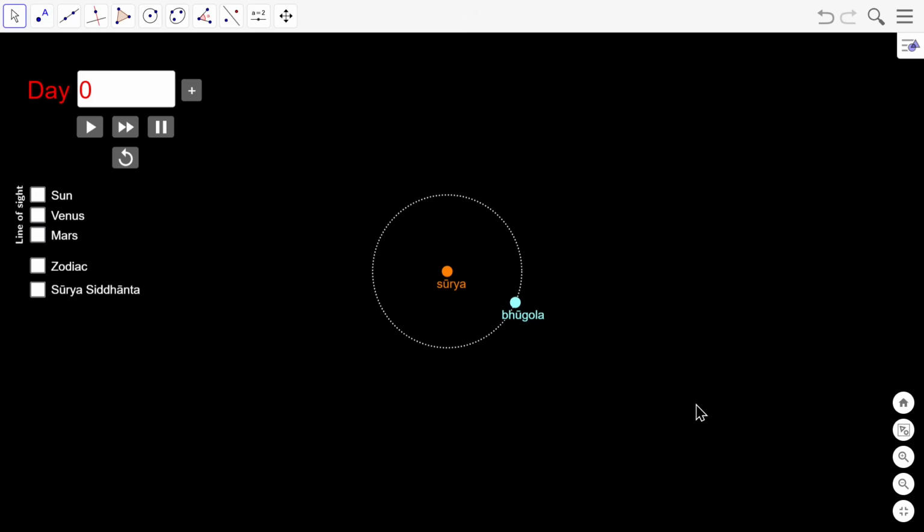So indeed, yes, the reality is the other way. The reality is heliocentric, and I'm showing that to you here. Here is Surya, and here is Bhugola, which orbits Surya in this circular orbit. Surya Siddhanta starts by assuming a circular orbit instead of ellipse. It later on applies corrections to correct for the elliptical shape.